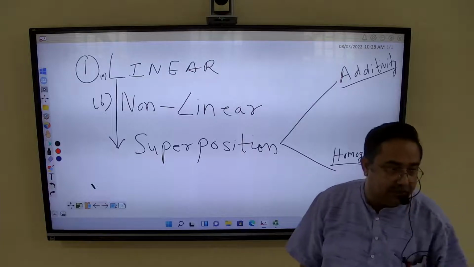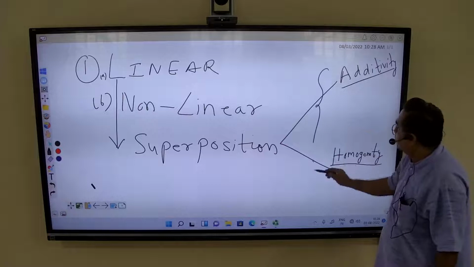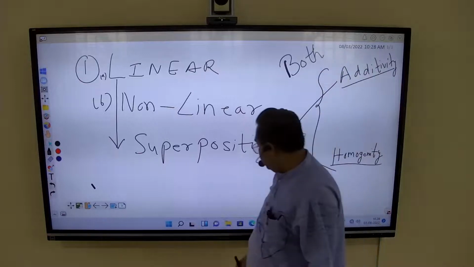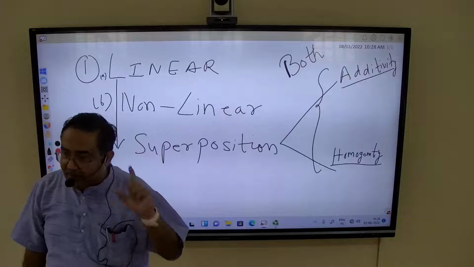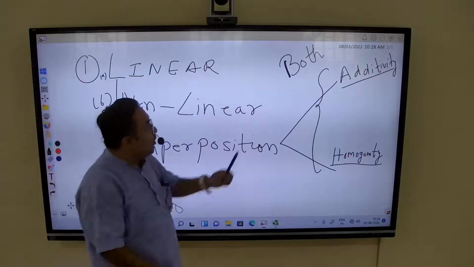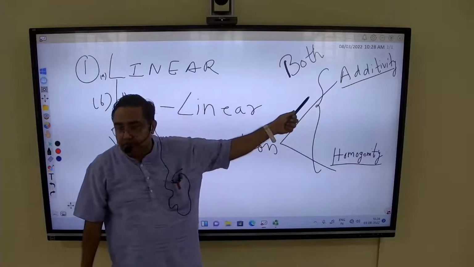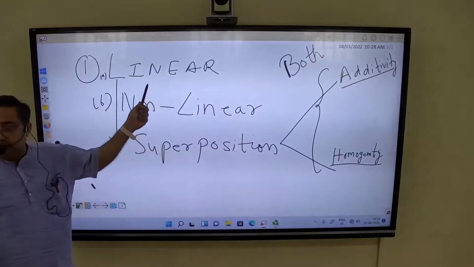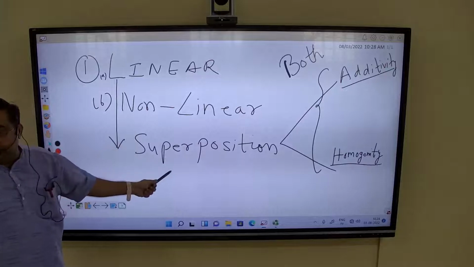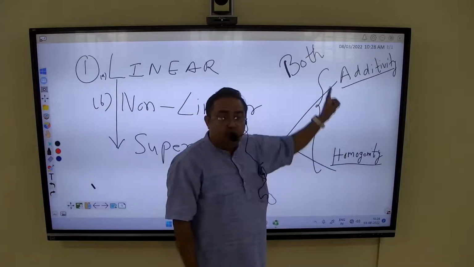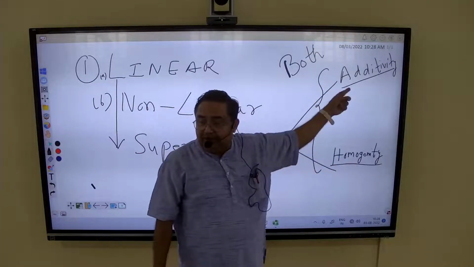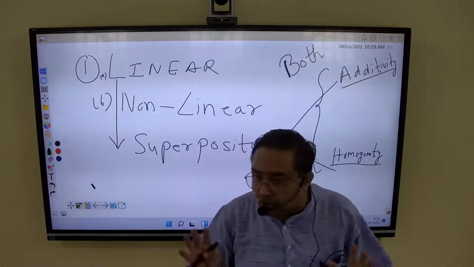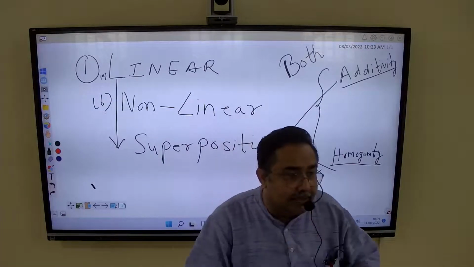Now if any system obeys both laws, not a single law, you got my point? If any system, any device is obeying both laws, additivity and homogeneity, then we call such a system linear. It means it is obeying the principle of superposition. Mind it, if the system is obeying only one law but not the other, either additivity or homogeneity, the system will not be called linear. If it obeys one law and does not follow the other, then the system is not linear, okay?